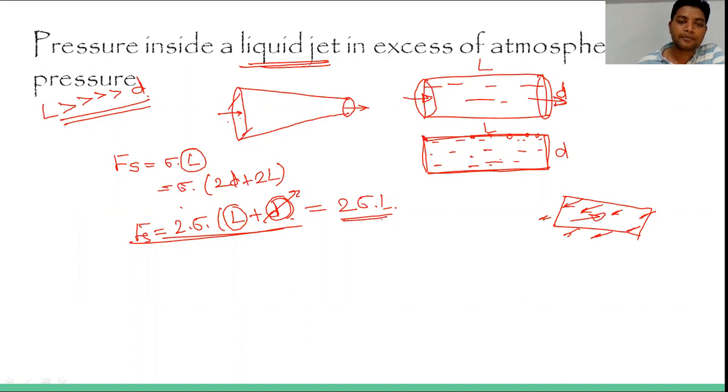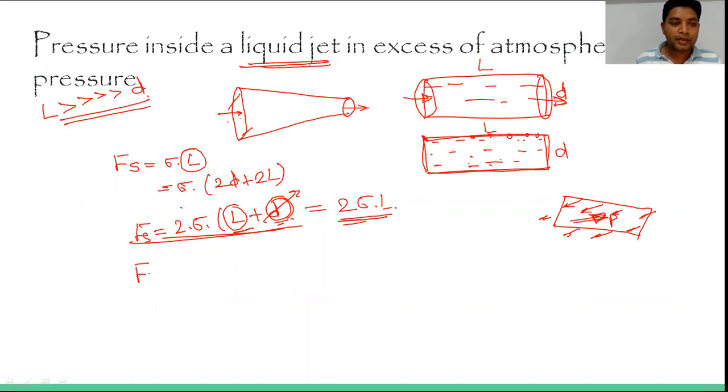2 sigma into L. Look, when it is addition we can neglect it, but when it is multiplication we cannot neglect it, because if we are assuming that this is 200 and this is 2, then 202 is a very small change, but 200 into 2 you will get 400, so that is not a small value. Okay, so this is Fs, and similarly the Fp, that is the pressure force that is applied by this jet, meaning the liquid, over this area.